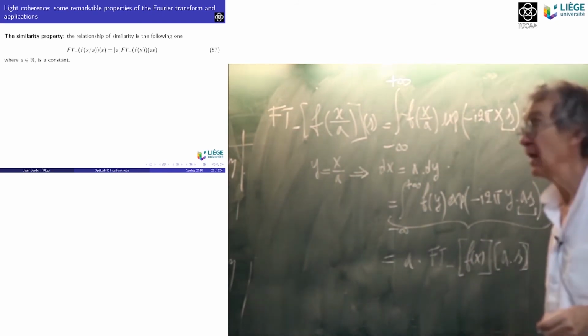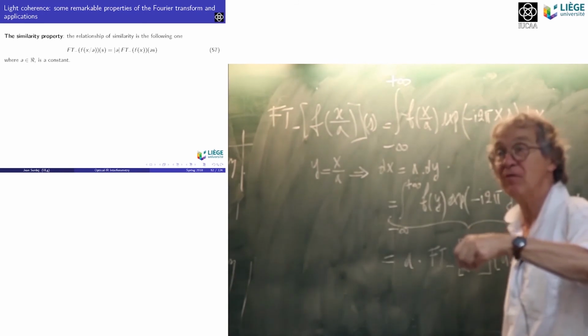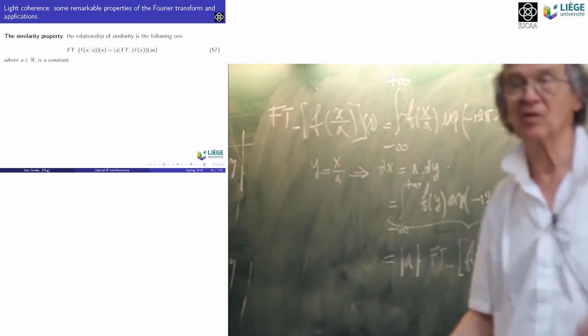And this is the result. It's a similarity property: the Fourier transform of the function f of x divided by a is equal to a times the Fourier transform of f, evaluated for the product of a by s. Now, if you take the case a negative, what you find simply is that you have to put the modulus. Okay, interesting.